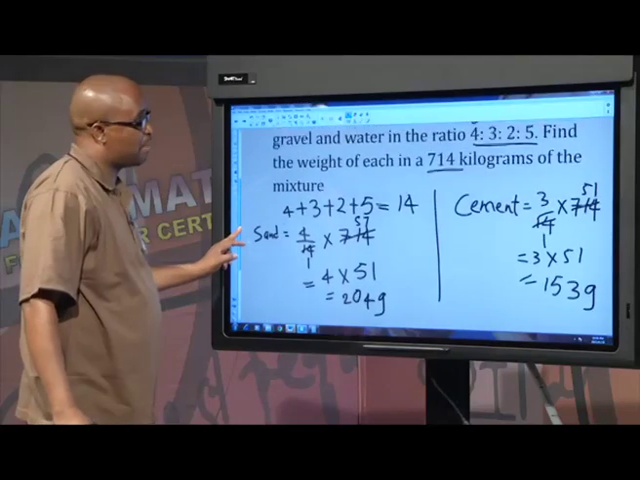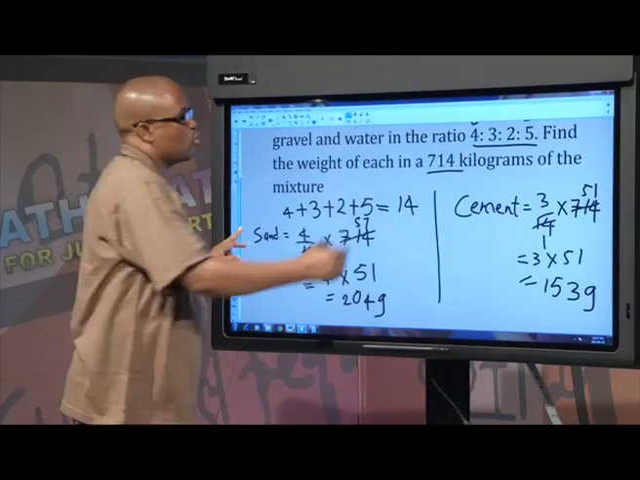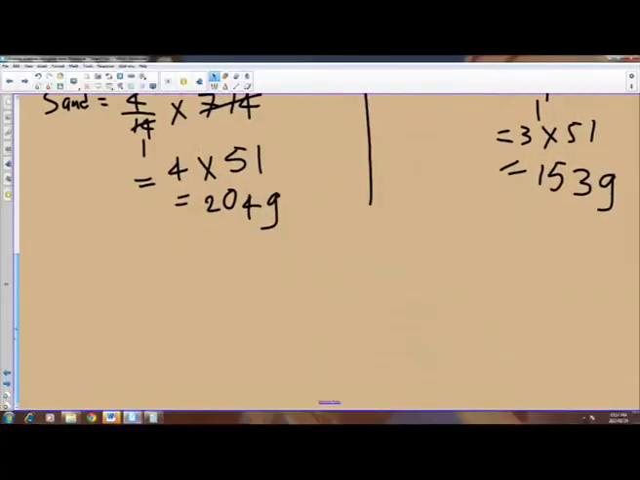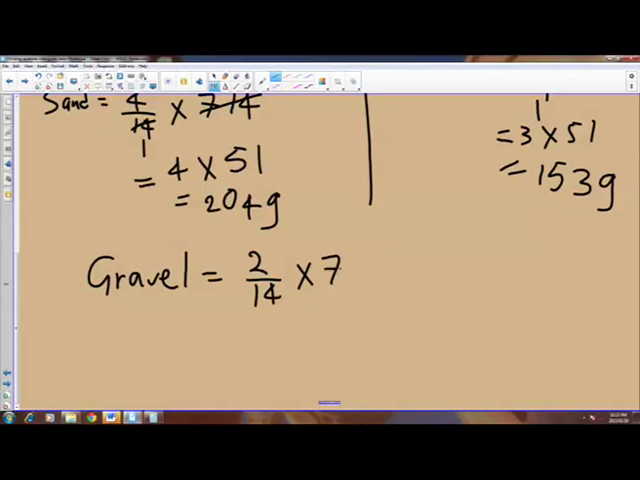Now, what is the part representing gravel? It's 2. So this will be 2 divided by 14 times 714. 14 into 714 is 51. And then this simply means it's 2 times 51.